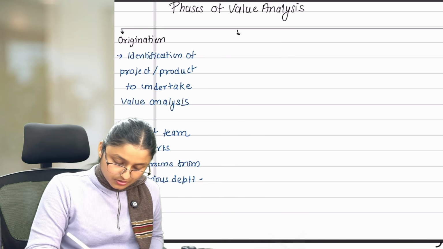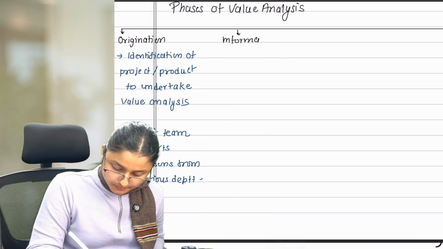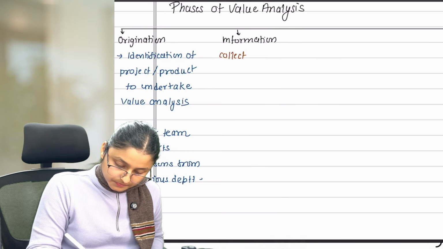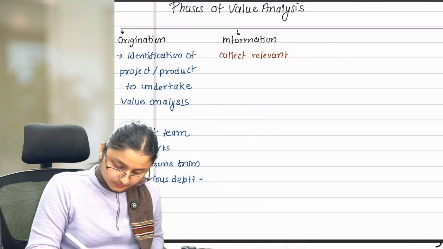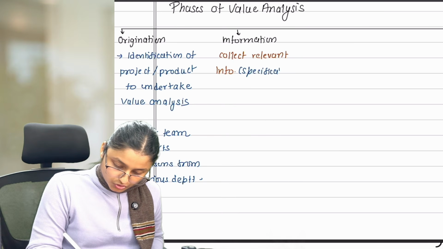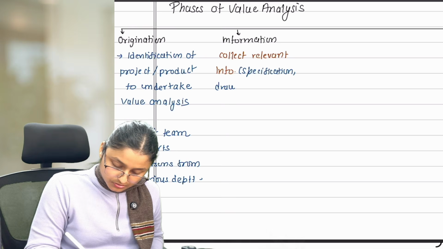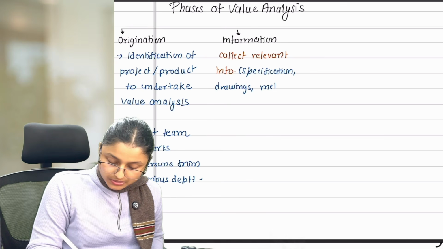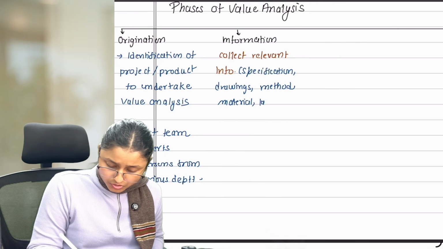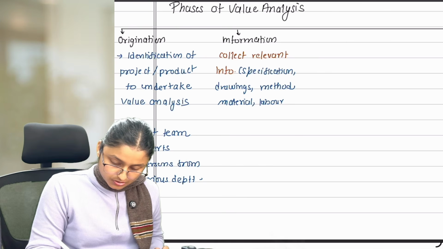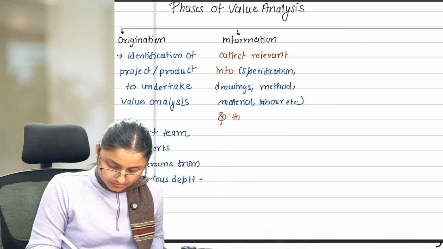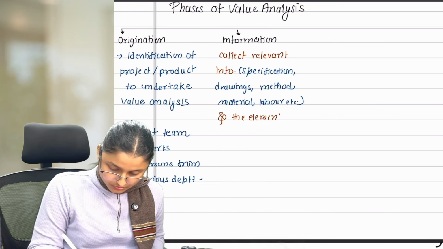Next is the information phase, where we collect relevant information like specification, drawings, methods, material, etc. You can write labor cost also, because we'll consider all of the information or all of the cost which we have incurred in making that product. And the elements of cost.